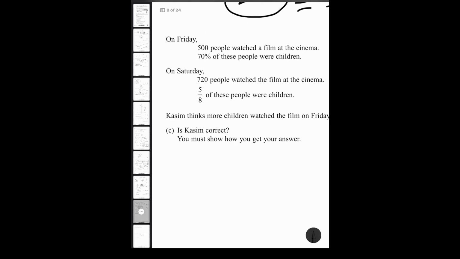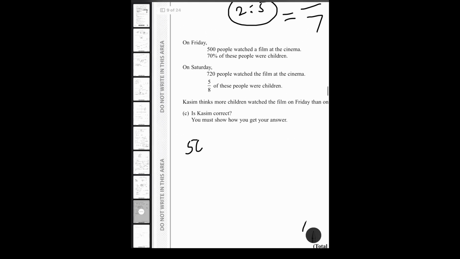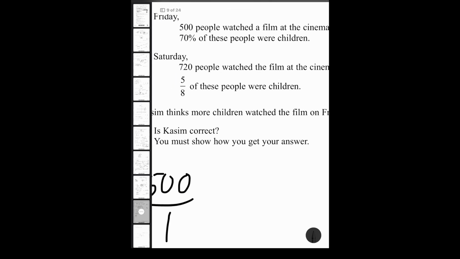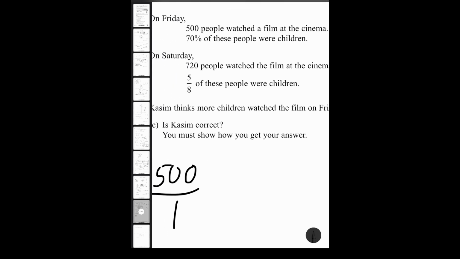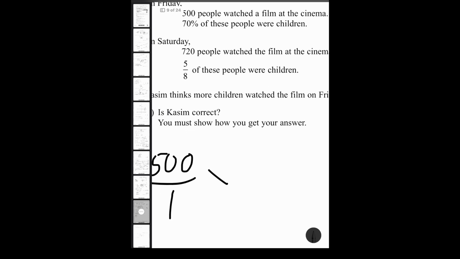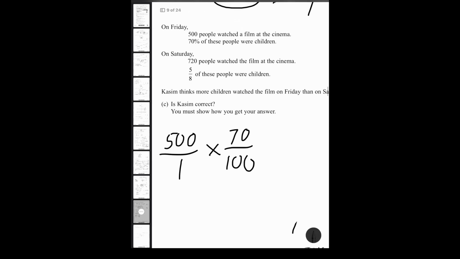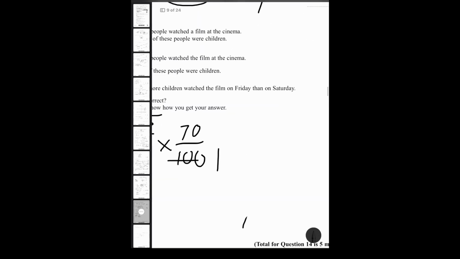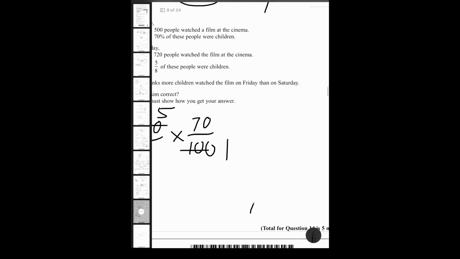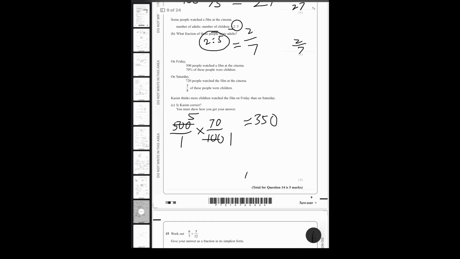So 500 people, or 500 times 1, this helps me think. 70% of the people were children. What's 70%? 70 over 100. So now you just multiply. See, 1 goes into this, this is 5. 5 times 70. What is 5 times 7, which is 35. Put the 0 back on. 350 people. So let's say 350 people watched the film on Friday.